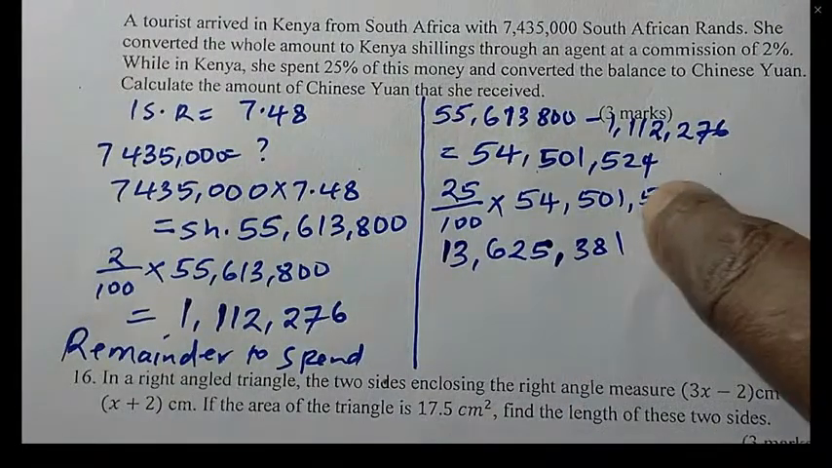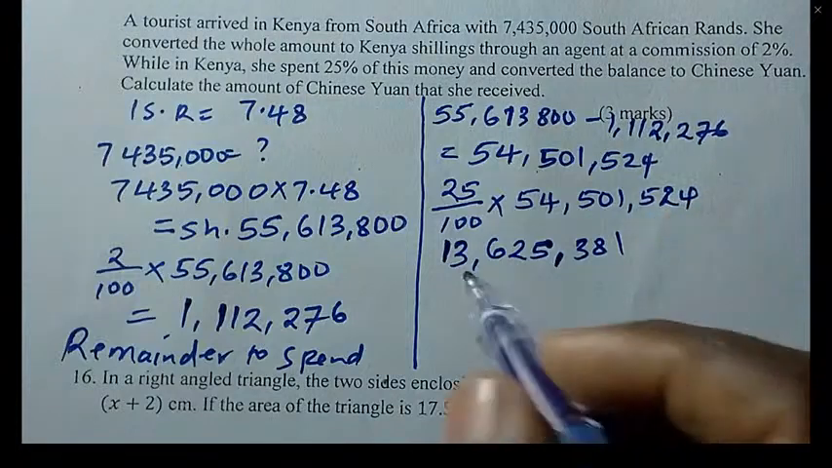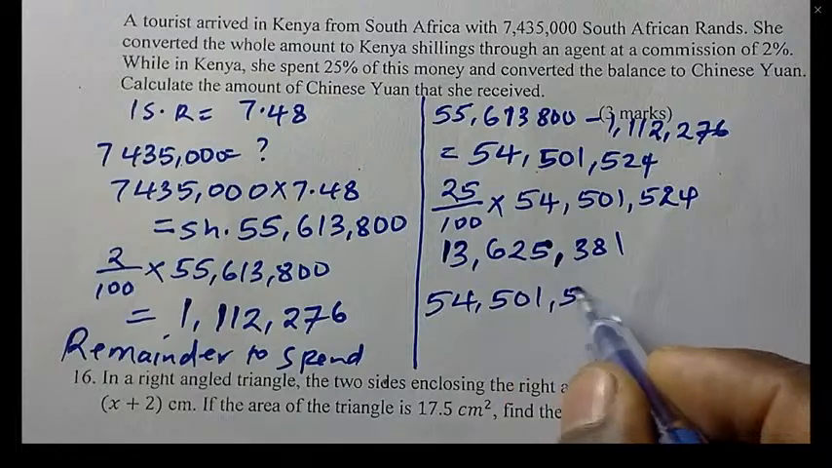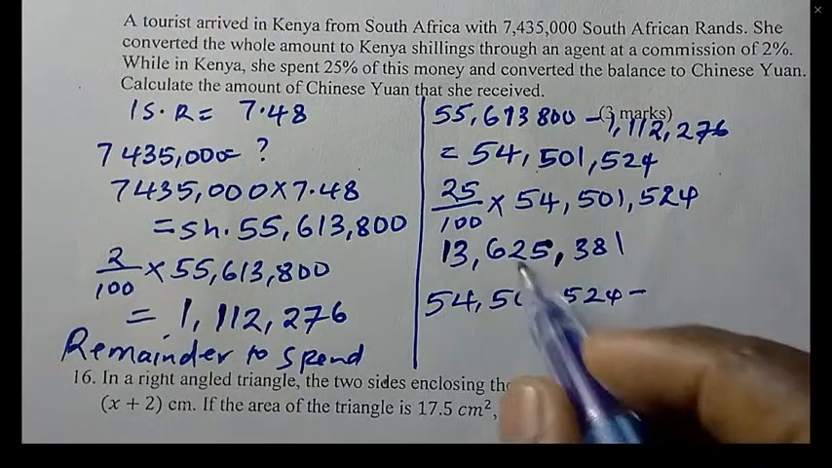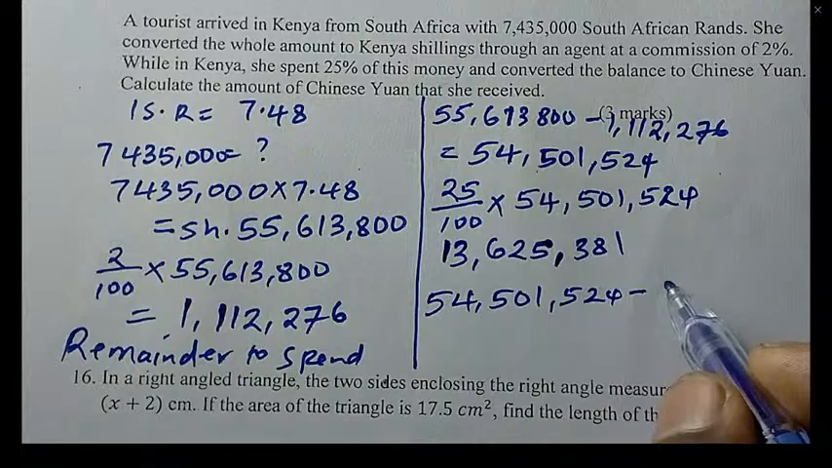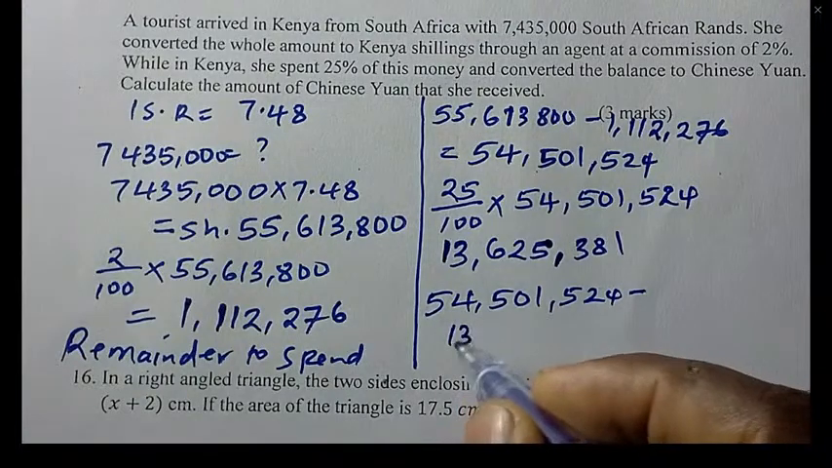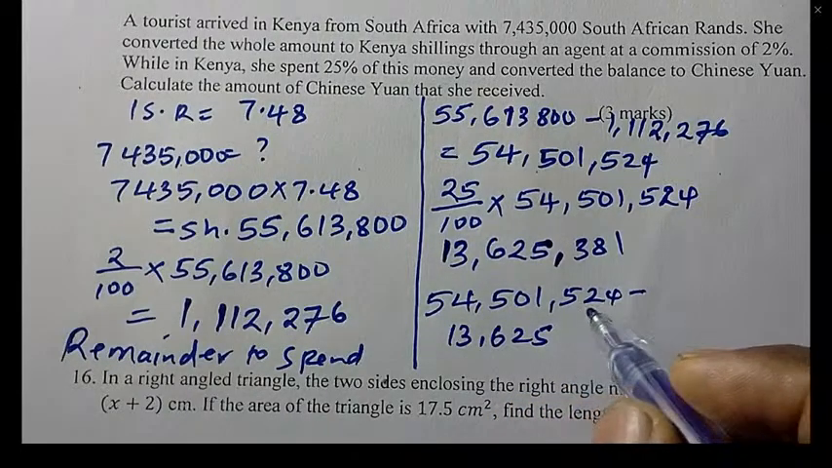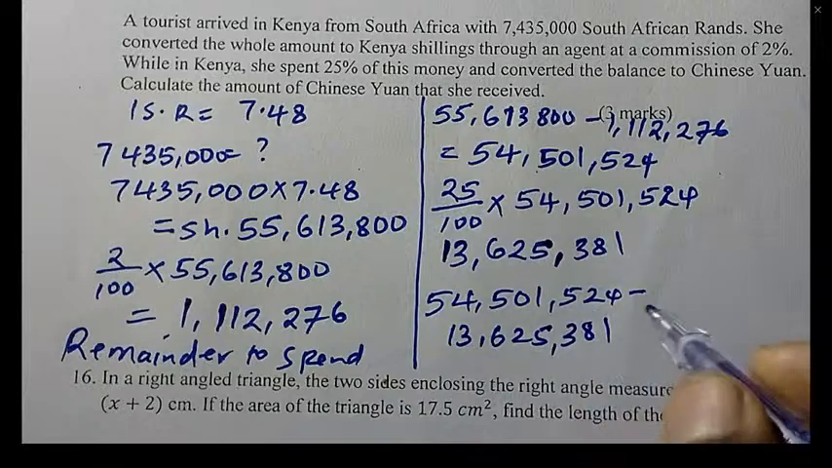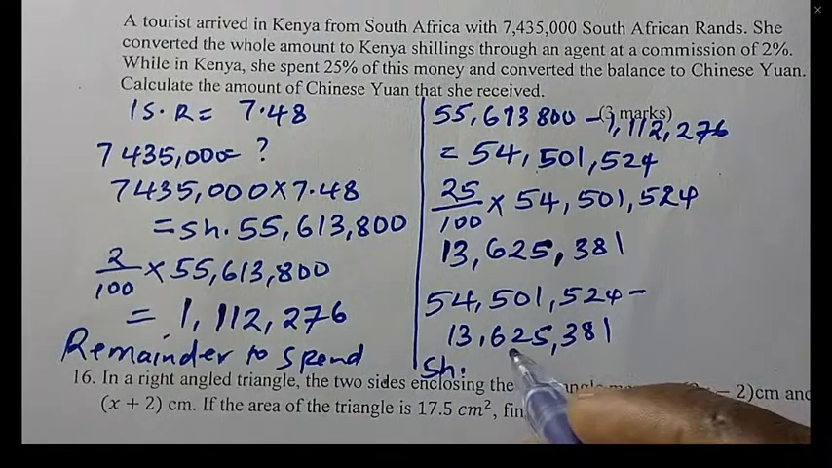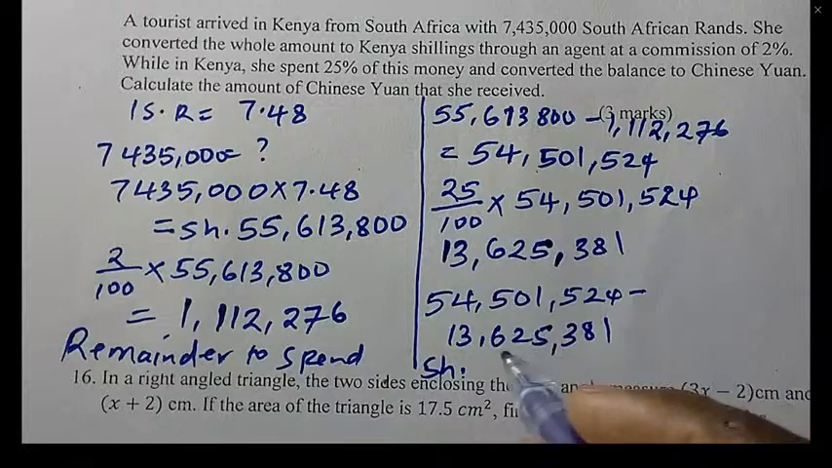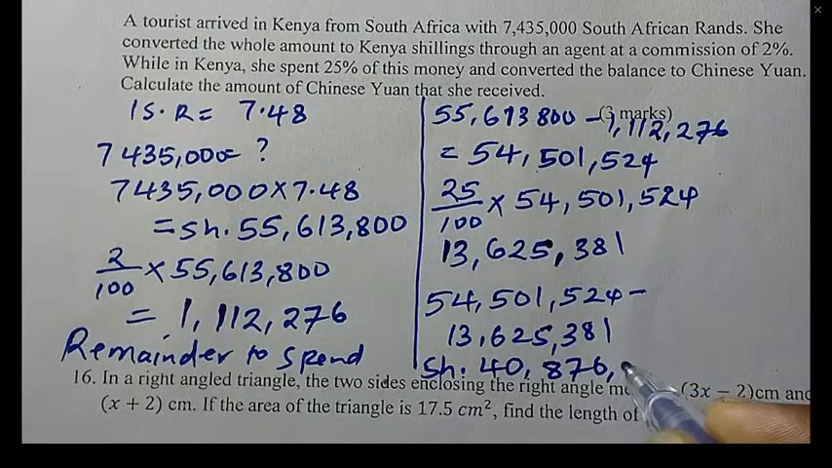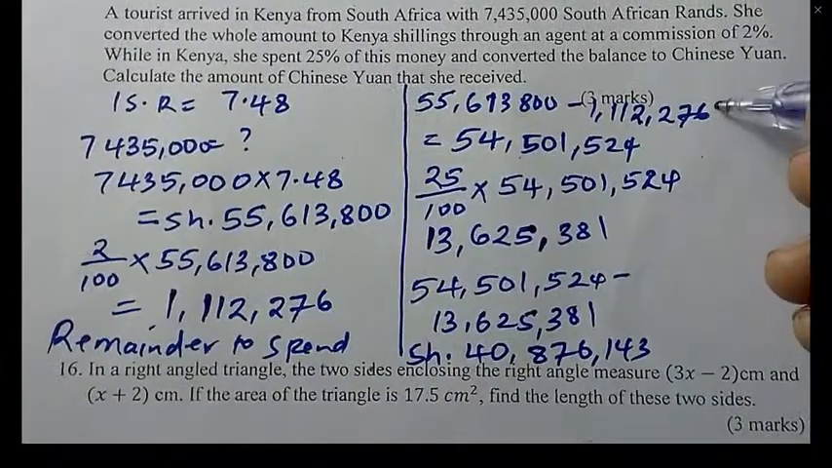So we will get the balance from 54,501,524. How much remained? So 54,501,524, you subtract 13,625,381. You will find that what remained is Kenya shillings 40,876,143. That is what remained.